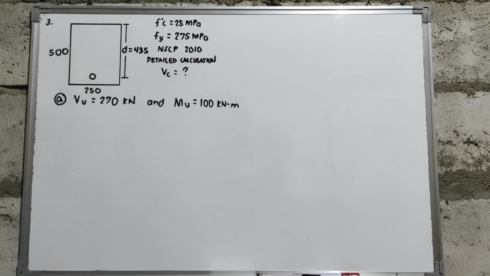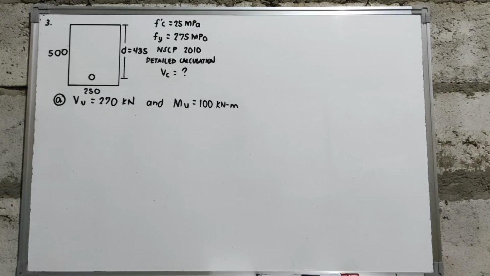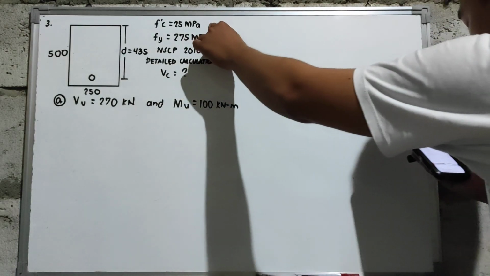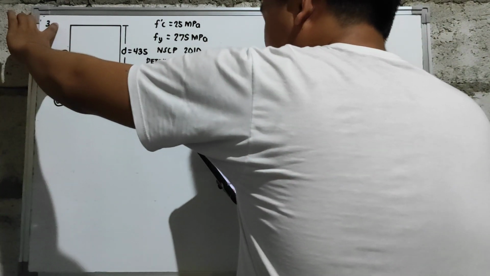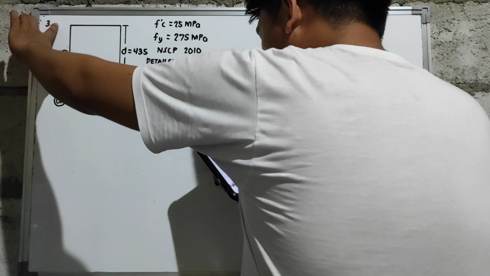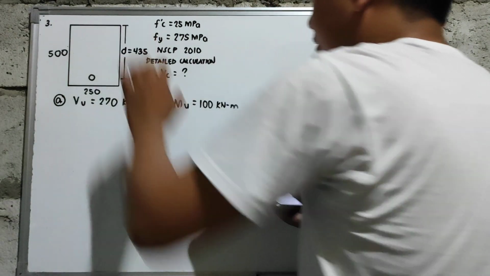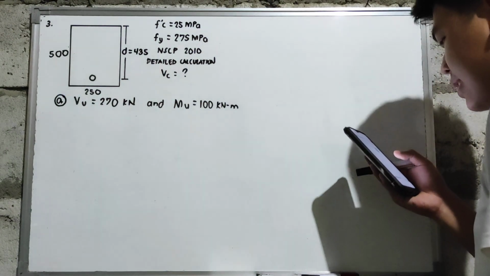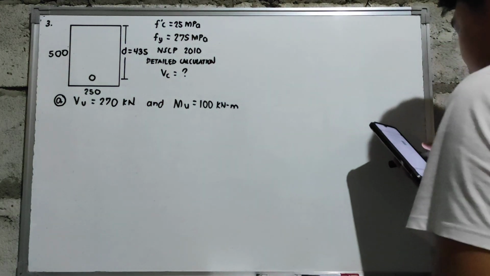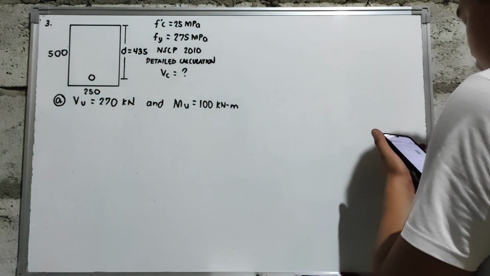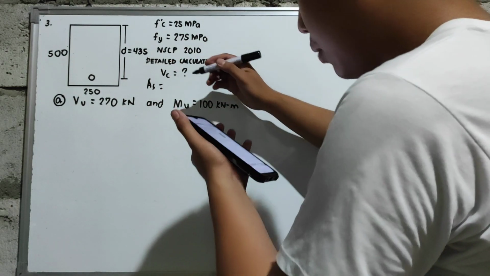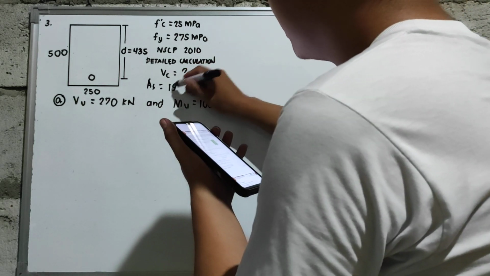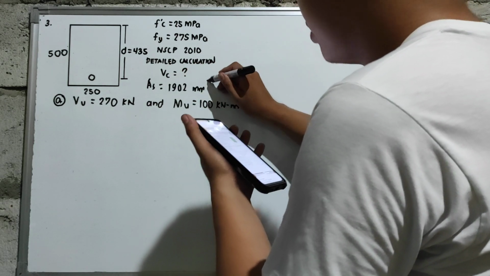So let us now discuss problem number 3. A concrete beam section with f'c equal to 25 megapascal is 250 mm wide and 500 mm deep. It has an effective depth of 435 mm. It is reinforced with 1,902 mm squared of tension steel. So we have here As, which is equal to 1,902 millimeter square.